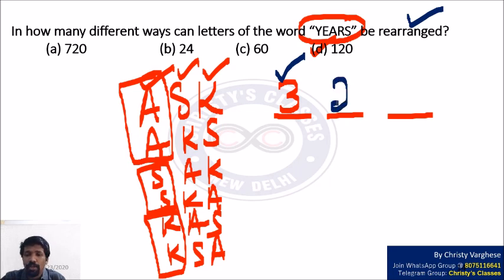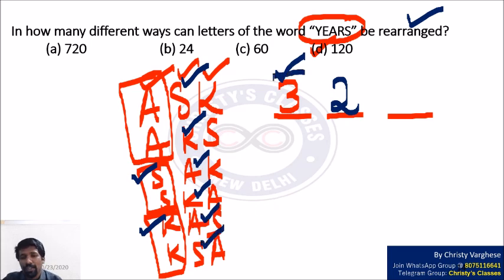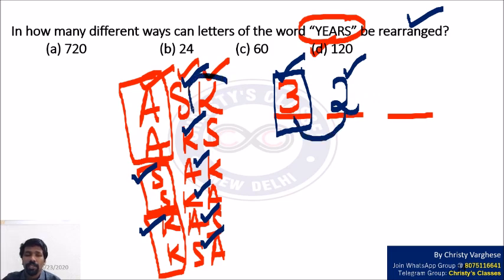So in the second spot there are only 2 letters remaining. So 2 possibilities in the second spot. If you are fixing S in the beginning, either A or K. If you are fixing K in the beginning, either A or S. So once you fix the first letter, there are only 2 possibilities for the second letter, because they are the only 2 remaining. Now once you fix these 2 letters, the third position can be occupied in only one way, because the first 2 spots are fixed, there is only 1 letter remaining.